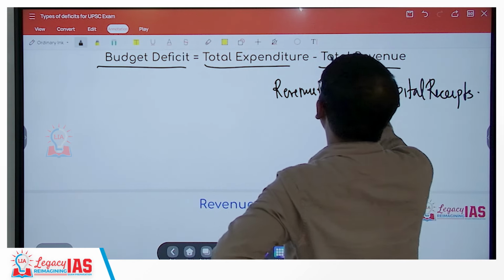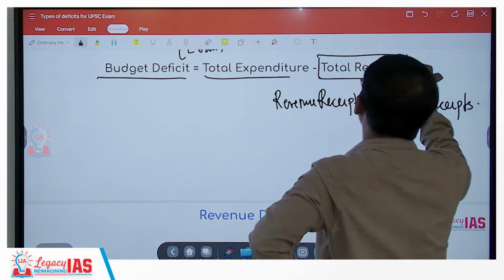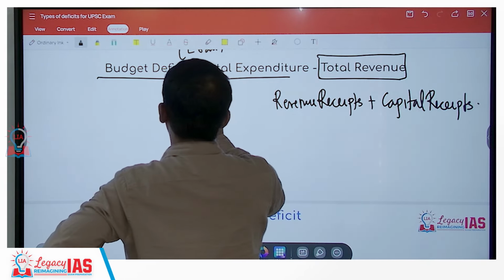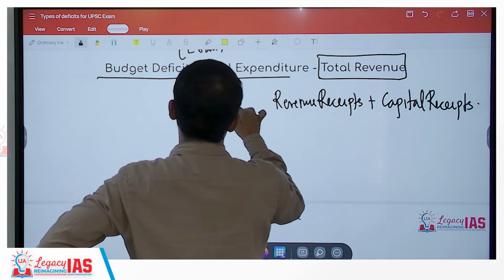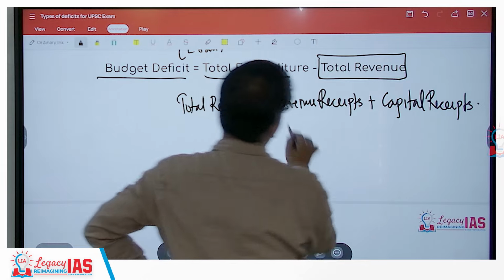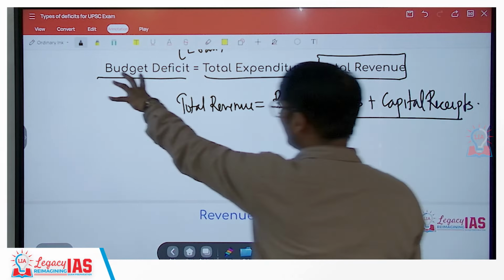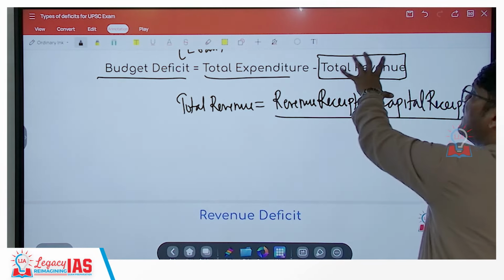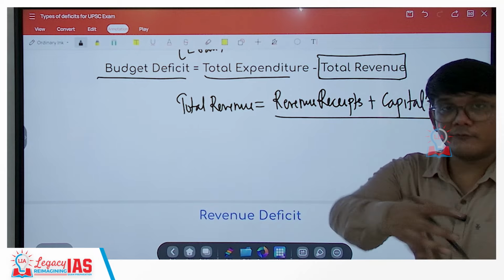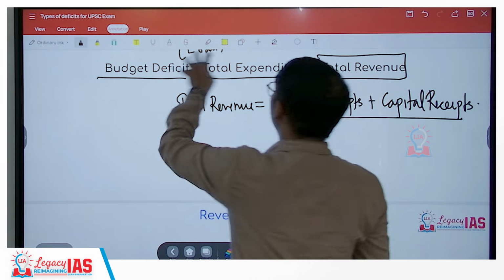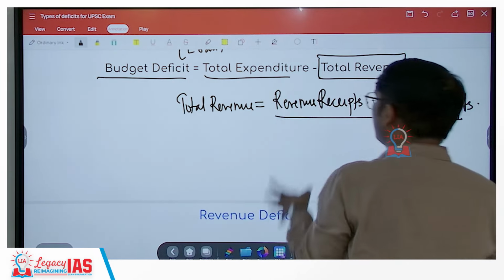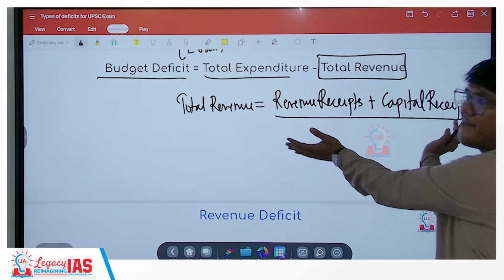This is the total revenue. Total revenue equals revenue receipts plus capital receipts. So budget deficit equals total expenditure minus total revenue. They can also give you in a different form. Budget deficit equals total expenditure minus (revenue receipts plus capital receipts).